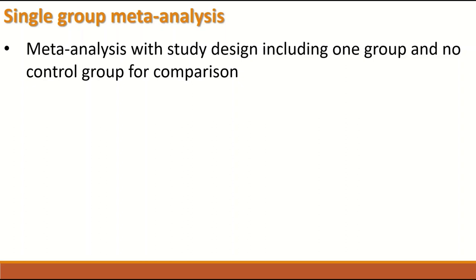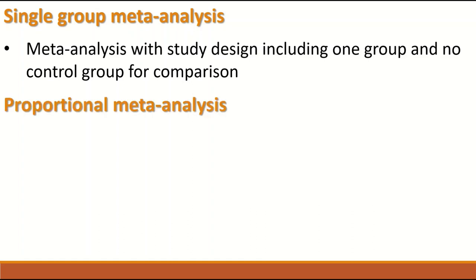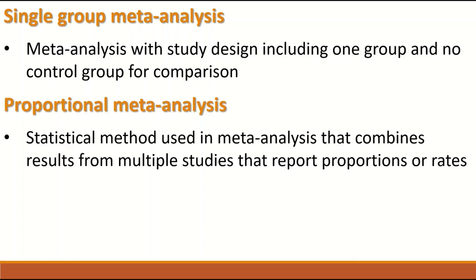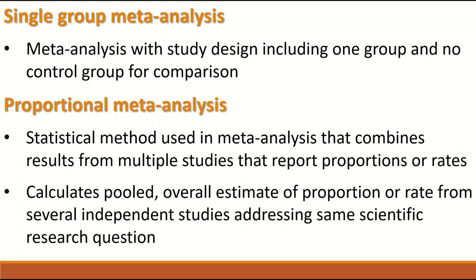It is a meta-analysis with a study design including only one group and no control group for comparison. And that's why it's called single group meta-analysis. Proportional meta-analysis is one type of single group meta-analysis. It is a statistical method used in meta-analysis that combines results from multiple studies that report proportions or rates. So it calculates the pooled overall estimate of the proportion or rate from those several independent studies addressing the same scientific research question.